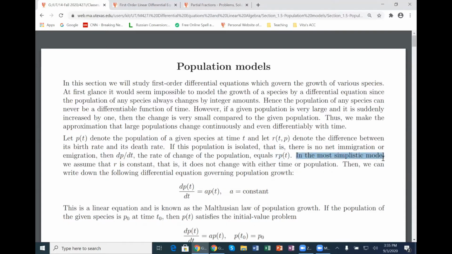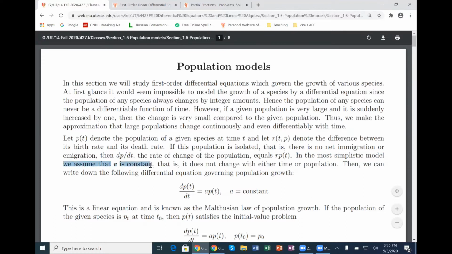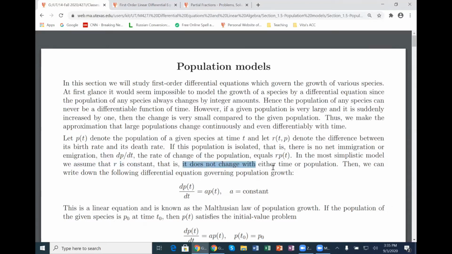In the most simplistic model, we assume that R is constant. That is, it does not change with either time or population. So we have the following equation. It's written dP/dt equals R P of t. R is a constant. Let us replace R by A. We come up with the following equation, this one.